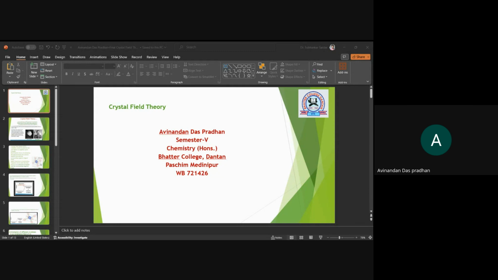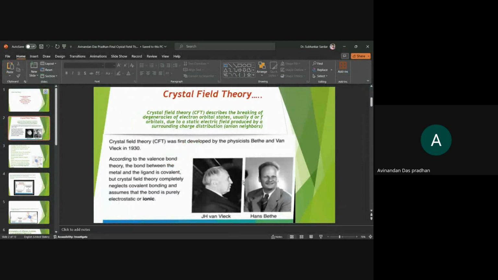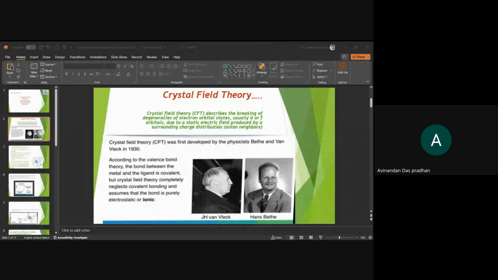I am talking about crystal field theory, a subtopic of coordination chemistry. At first, as we can see, crystal field theory describes the breaking of degeneracy of electron orbital states, usually d or f orbitals, due to a static electric field produced by a surrounding charge distribution. In 1930, the great physicists Bethe and Van Vleck developed this theory, crystal field theory, short form CFT.